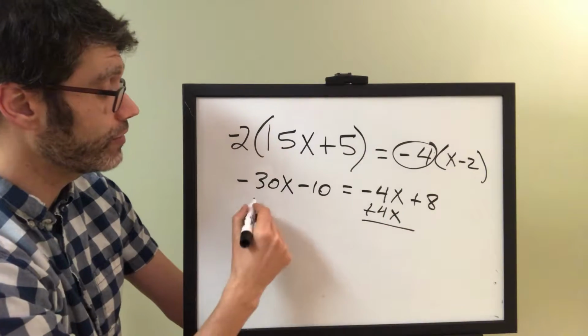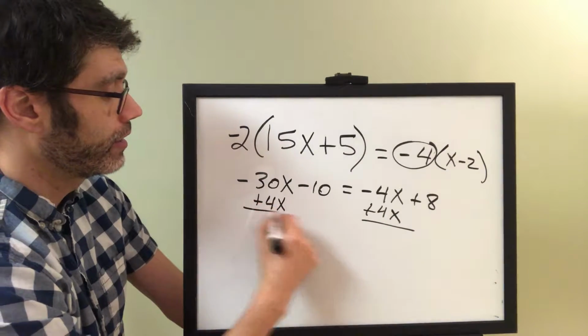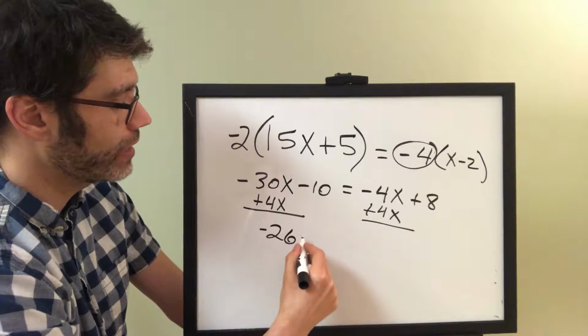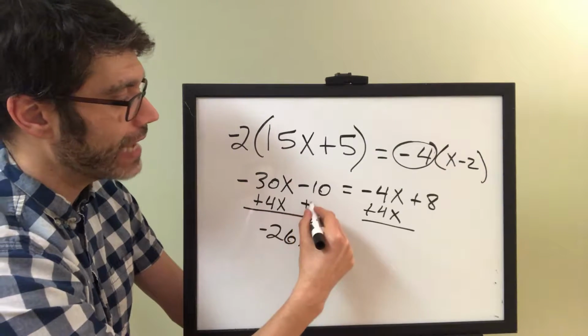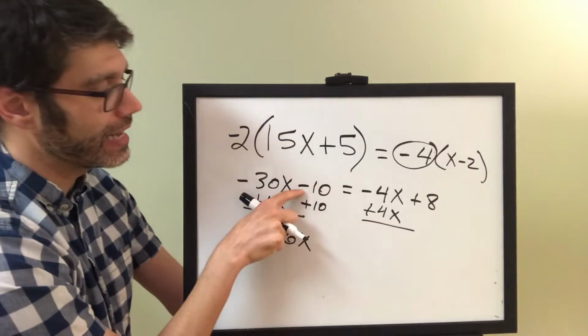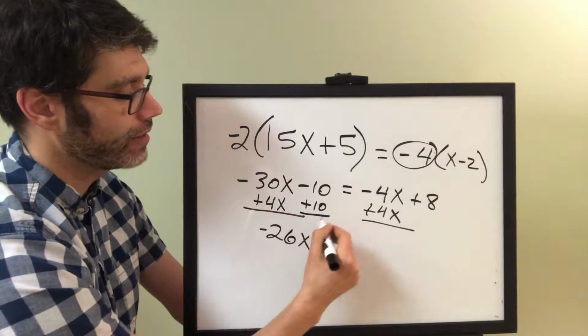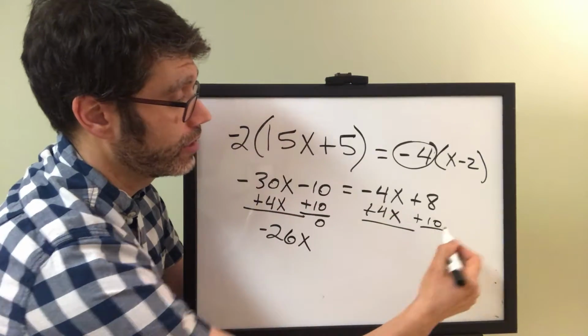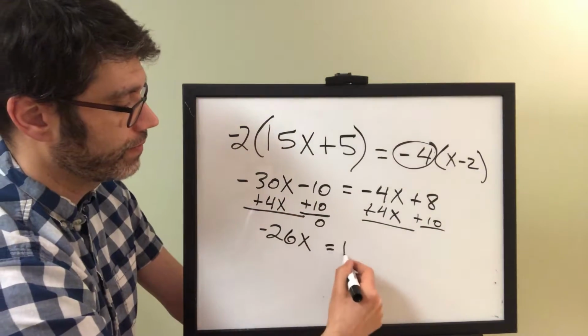But what if we add 4x over here? We have to add it over here. Okay, so -30x plus 4x is going to be a -26x. Then let's add 10 to both sides. Because this is a -10, if we add 10, it cancels that to 0. We have to add 10 to this side, though, so that becomes 18.